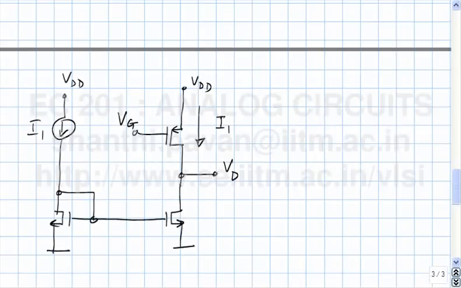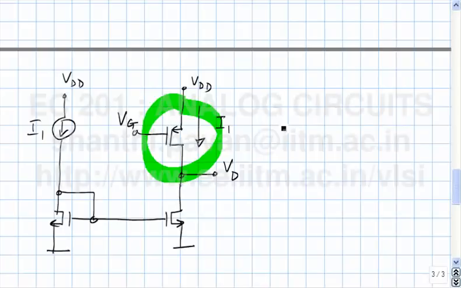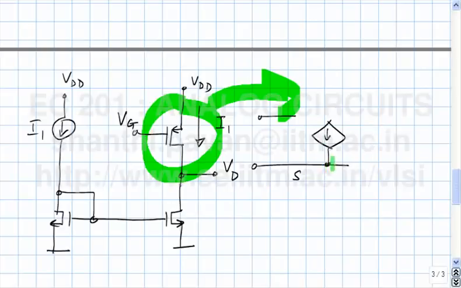The first thing to do when you want to find the incremental gain is to draw the incremental equivalent circuit. So what is the incremental equivalent circuit of the PMOS transistor? The transistor is operating in saturation. The PMOS transistor, the source is incrementally grounded because it is connected to VDD. The gate goes to the incremental input delta V, or let me call that Vi.